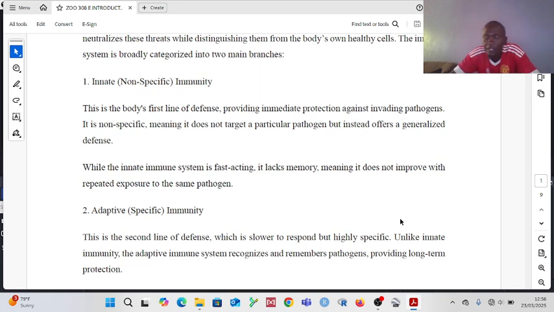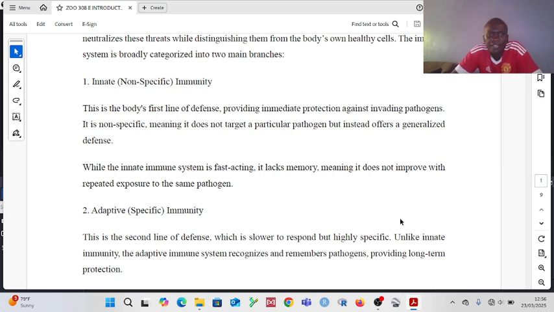So the immune system is broadly divided or categorized into two branches. One is the innate immunity, and the other one is the adaptive immunity. So the innate immunity is also called non-specific because it provides defense against a wide range of pathogens. But the adaptive immunity is specific because it is a bit targeted, specific to the type of invaders that it provides immunity or protection against.